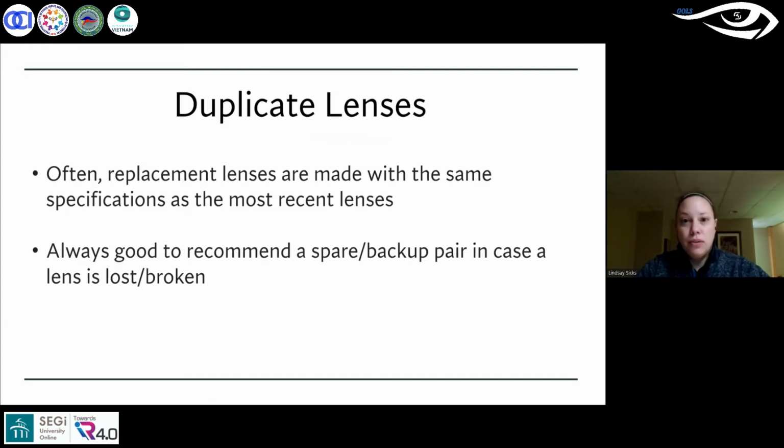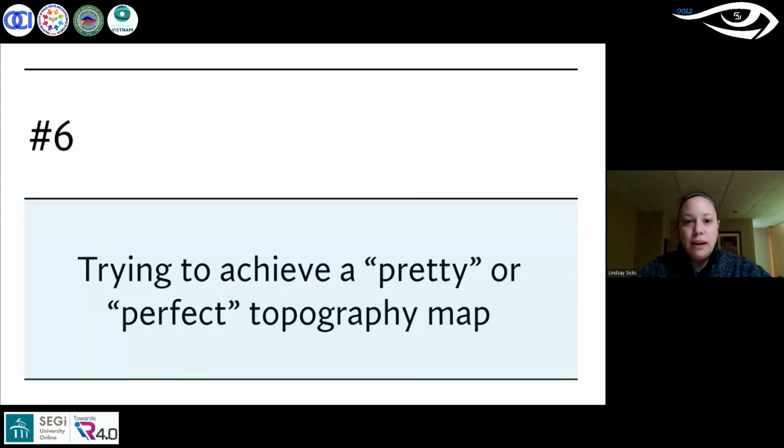And so in orthokeratology, you can imagine that being without a lens can be pretty devastating to your patient. They can't see very well. So having a backup lens is helpful in that scenario. But also just having a duplicate pair with the same parameters can allow for your patient to replace those lenses when the year is up. And hopefully they're still coming back to see you for exams.